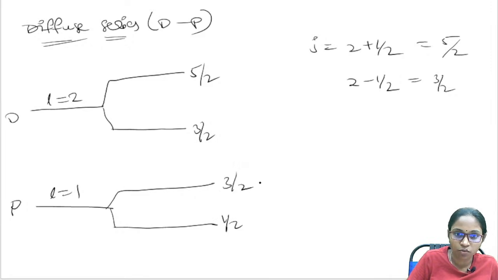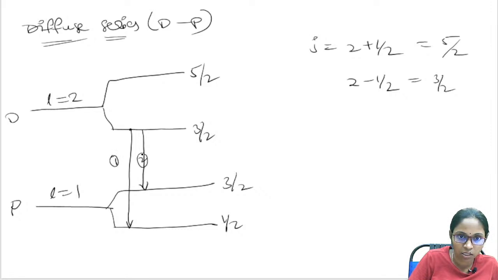Here we have 3 by 2. Now consider the electron transitions. From here to here, and from here to here: this is the first line, this is the second line. And for this J 5 by 2, the electron transition takes place from D 5 by 2 to P 1 by 2, and D 5 by 2 to P 3 by 2. This is the third line and this is the fourth line.